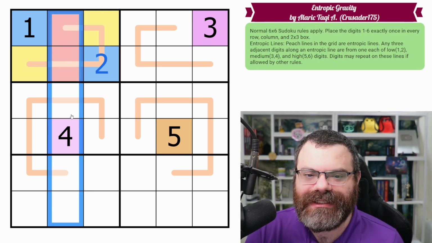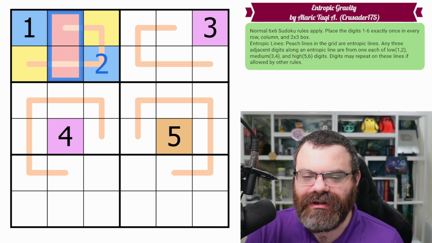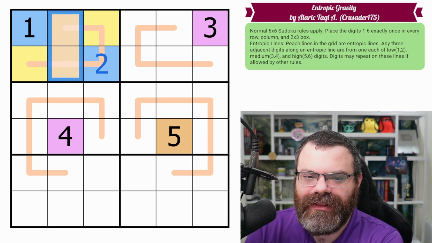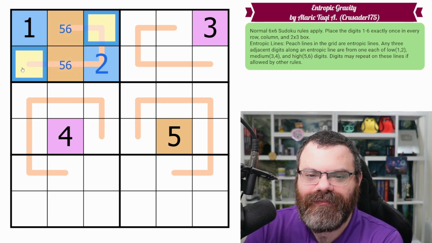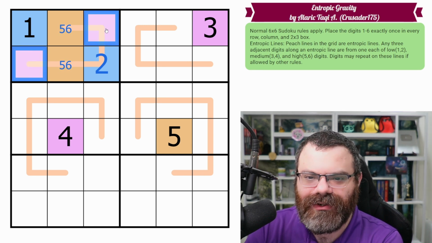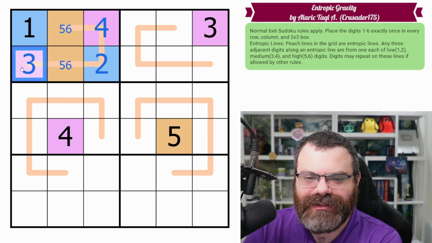Only 2 purple digits exist, the 3 and the 4. So these are not purple. These are orange, and they're from 5, 6. And then out of process of elimination, that means these have to be purple. And this sees a 3. So that's 4 and that's 3.